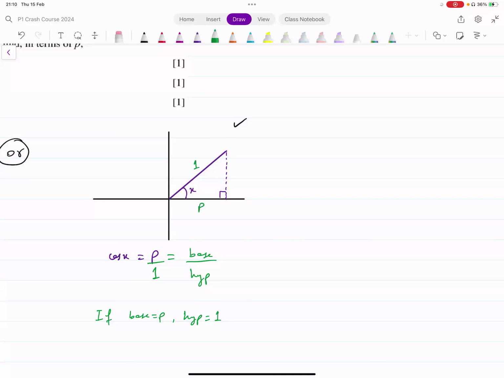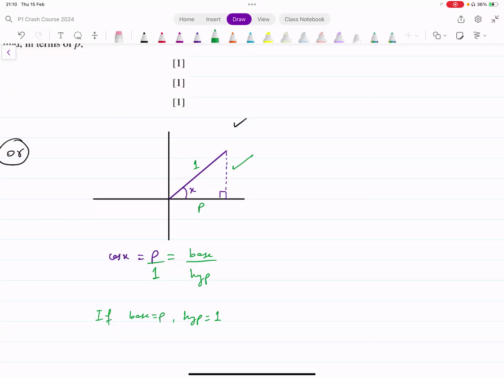It does not necessarily mean that the length is exactly P and this is exactly 1. It could also mean that base is 2P and hypotenuse is 2. The ratio is the same, right? We're just talking about the ratio. If this is P, then this is supposed to be 1. The ratio is P to 1. Okay.